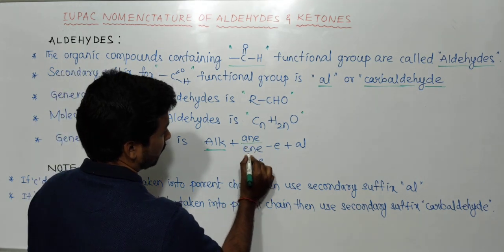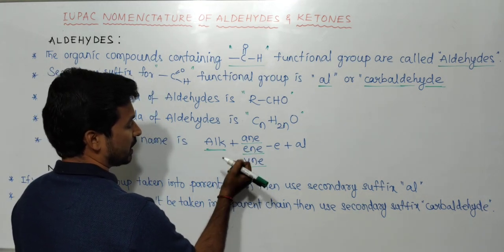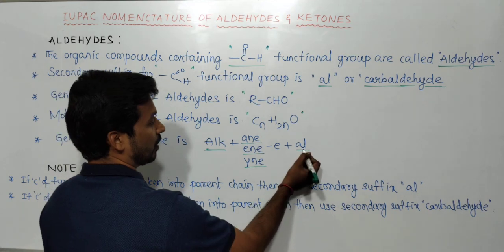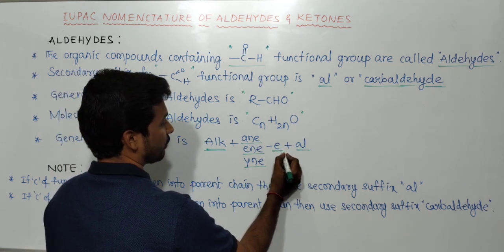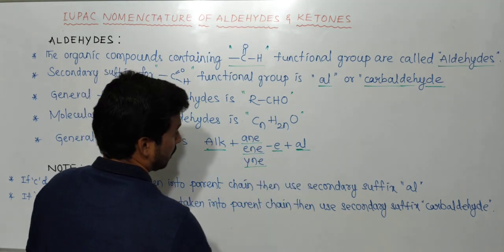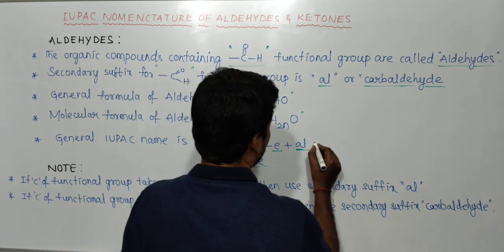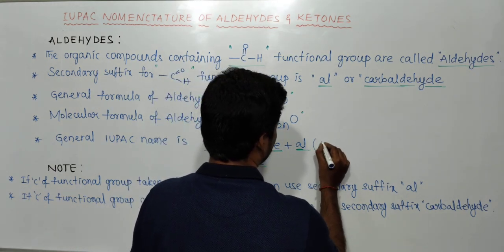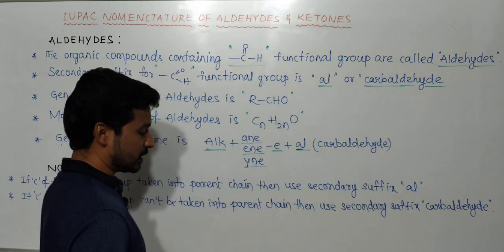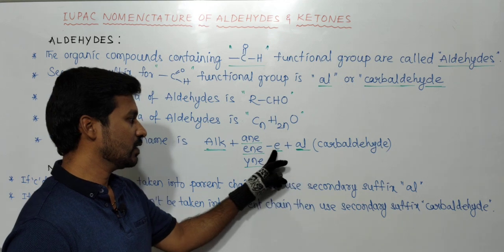Then the primary suffix: ane, ene, yne, whichever is suitable. If single bonds are present, we use the primary suffix ane, for double bonds ene, for triple bonds yne. Here, if you use the secondary suffix al, then remove the e from the end of the primary suffix, because al begins with the vowel a. If you use carbaldehyde, there is no need to remove the last letter e, because carbaldehyde begins with the consonant c. If it begins with a consonant, no need to remove e. If it begins with a vowel, you have to remove e.